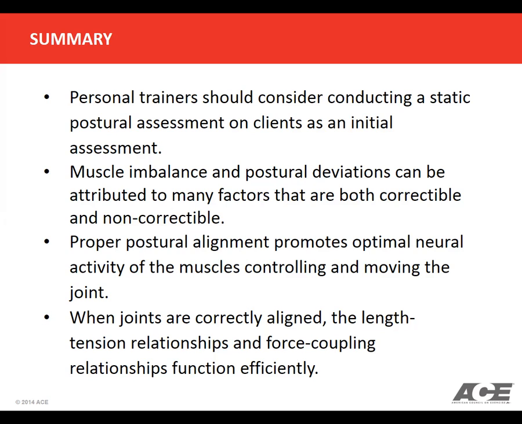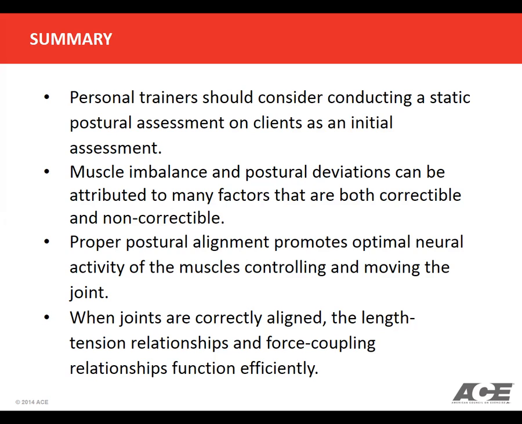Length tension relationships, force coupling. Length tension is basically as the muscle is being stretched under tension, do they lose power, and where do they lose power or strength at certain points. That's going to happen no matter what, but there's a proper amount and an improper amount at certain areas.